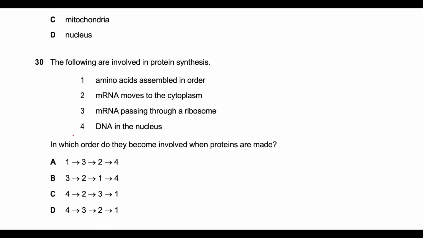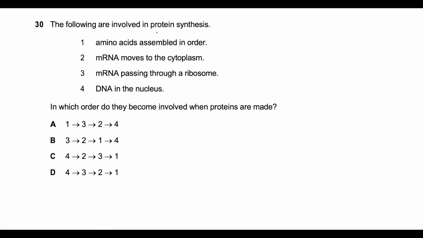Moving to question number 30. The following are involved in protein synthesis. In which order do they become involved when proteins are made? Let's see. Number 1, amino acids assembled in order. Assembled in order, this is translation. No, this is not the first one. Maybe the last one. Number 2, messenger RNA moves to the cytoplasm. 3, messenger RNA passing through a ribosome. This should be before this, 2 before 3. 4, DNA in the nucleus. DNA in the nucleus should be the first one. Without thinking, this is very clear.